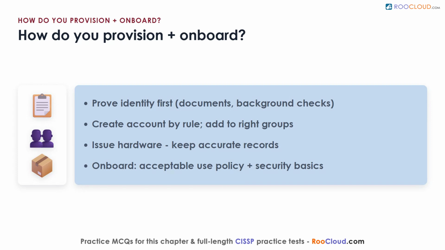It is critical to prove the person's identity first, through documents, background checks, or reference checks. Many organizations automate this, so human resources triggers the request and the system builds the account by consistent rules, even placing the user into the right groups so privileges come along automatically.